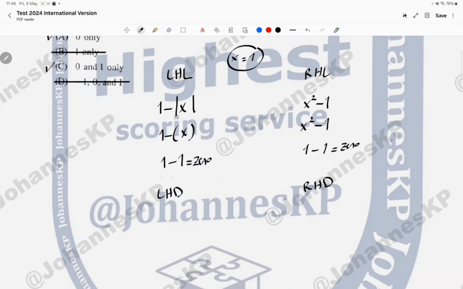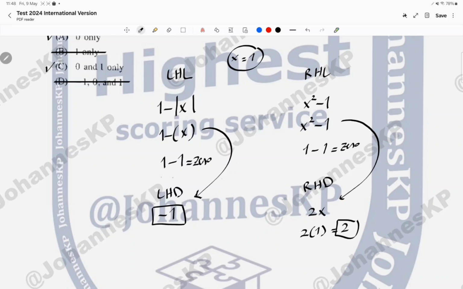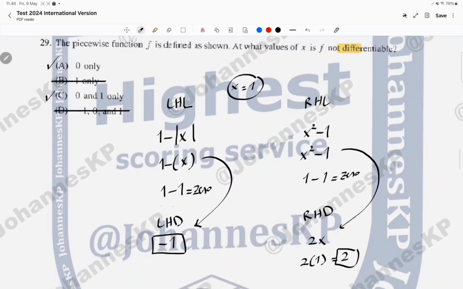So we'll differentiate that one into minus 1 and this one into 2x. Plug in the 1, so 2 times 1 is a 2. Are they equal to each other? No, so it's not differentiable at 1 either. So it's going to be choice C.